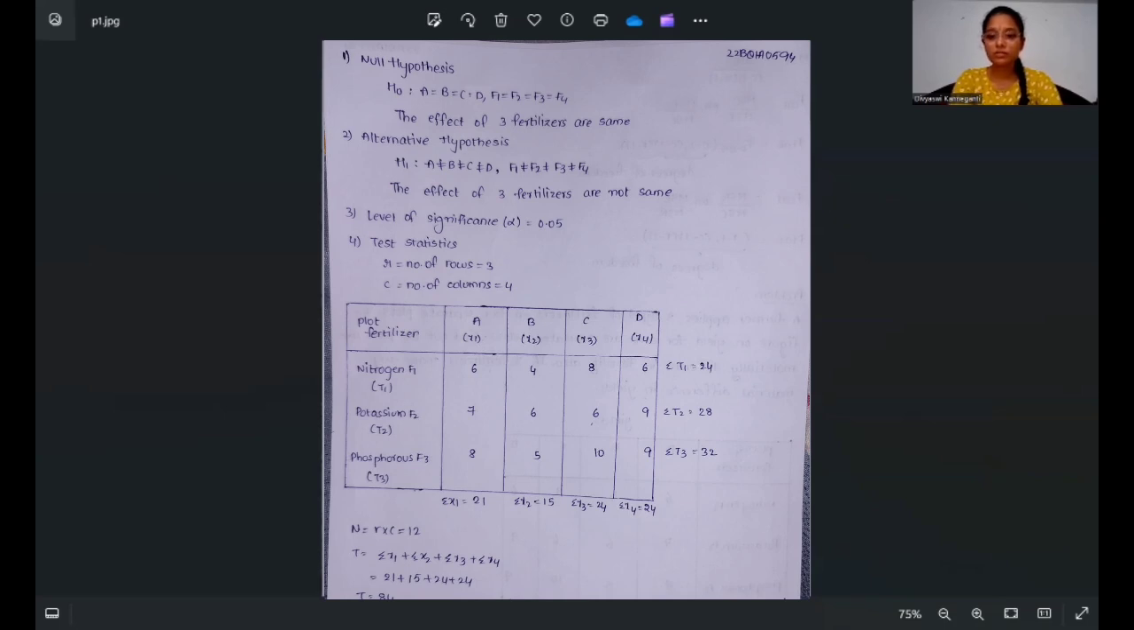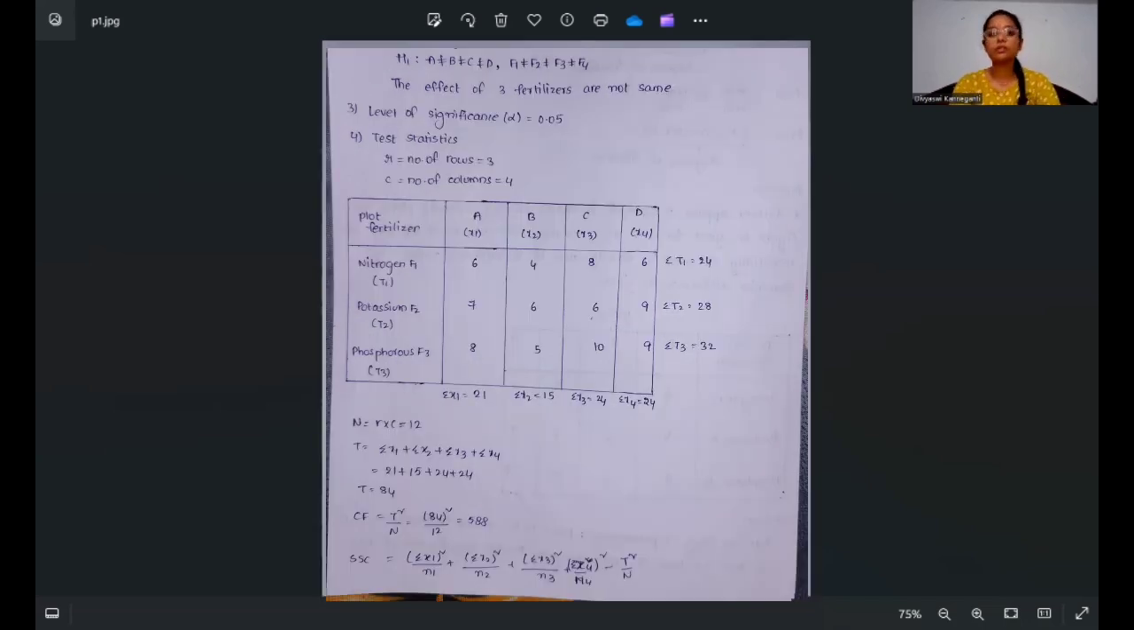So let's go further. As we saw in the formulas before, first we will calculate the N and D. As we have seen before, N is the number of rows into number of columns. Basically here there are three fertilizers and four plots, that means 3 into 4. N value would be 12.